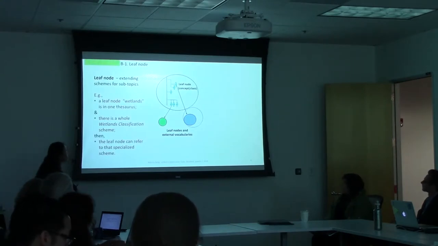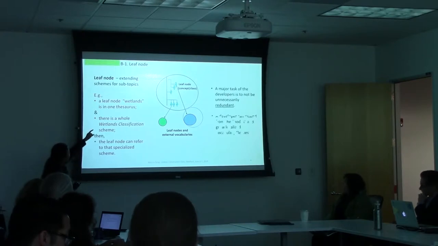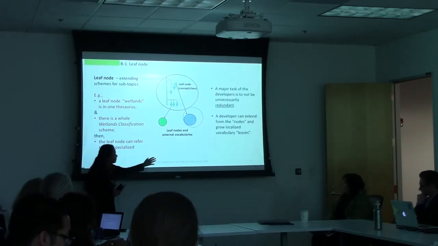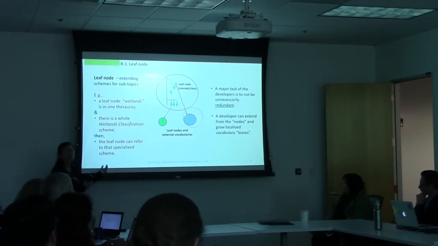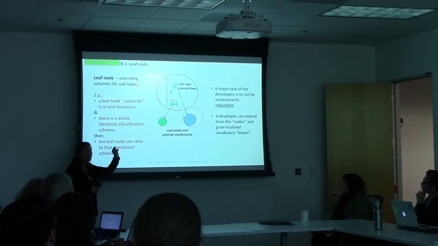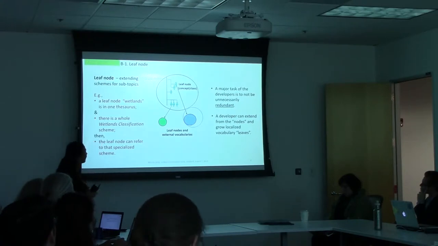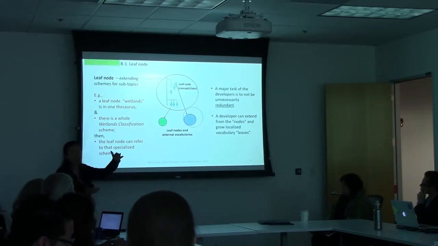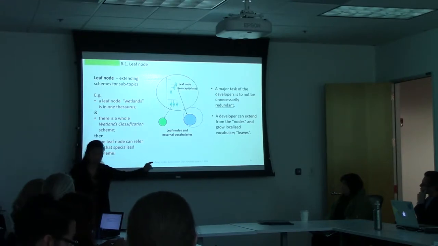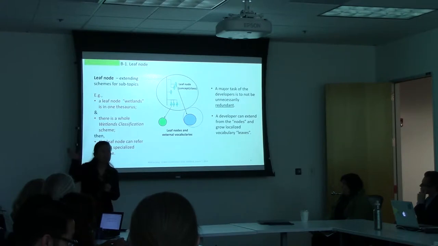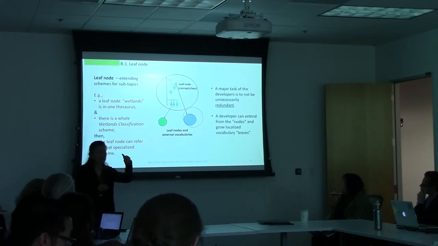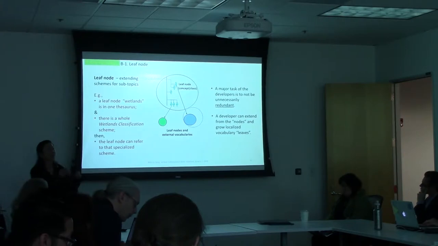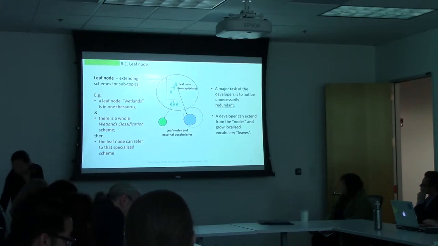So first is the leaf node. With the leaf node, you have a wetland, and there is a whole classification about the wetland. Why do I have to redevelop it? I don't. So I point to those specific leaf nodes. This is already used by other vocabularies. For example, in the NASA thesaurus, you don't have to put in all the aircraft types, because you have a separate list of them, and that can be updated whenever you need. You use leaf nodes to point to the whole branches. So that's one idea, the leaf node idea.